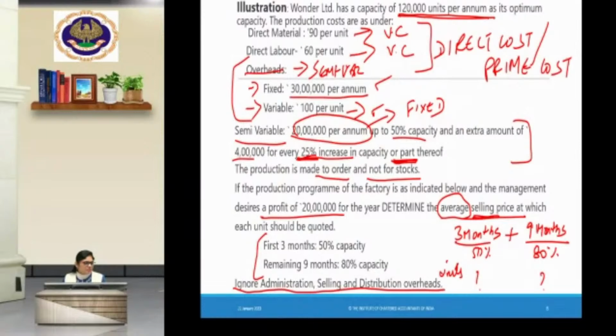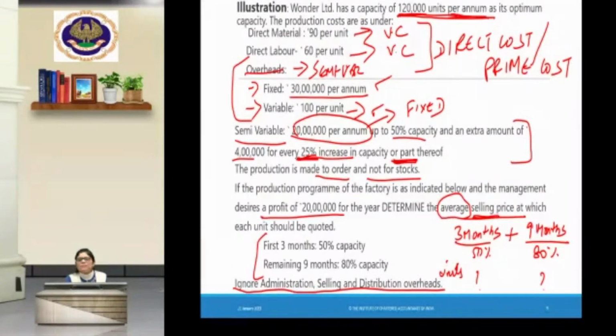Polki, 60,000 and 96,000. Now, some of the students have done it correct and some of the students have done it wrong. Students, whosoever has done directly for 1,20,000 units, some have done so. Students, 1,20,000 into 50%, that means 60,000 for the first 3 months, and 80% of 1,20,000 is 96,000 for the next 9 months, is wrong.